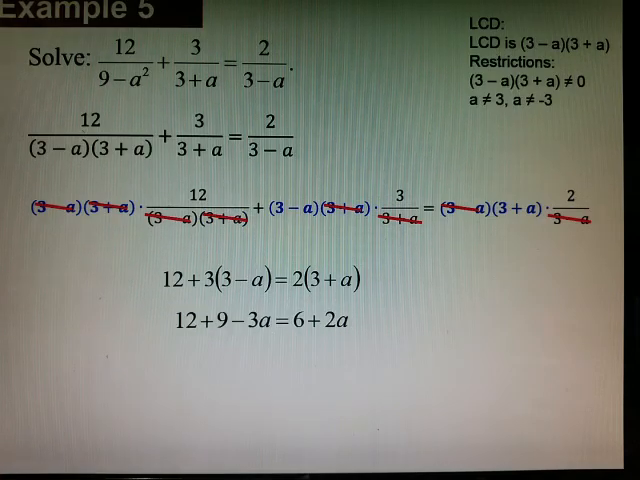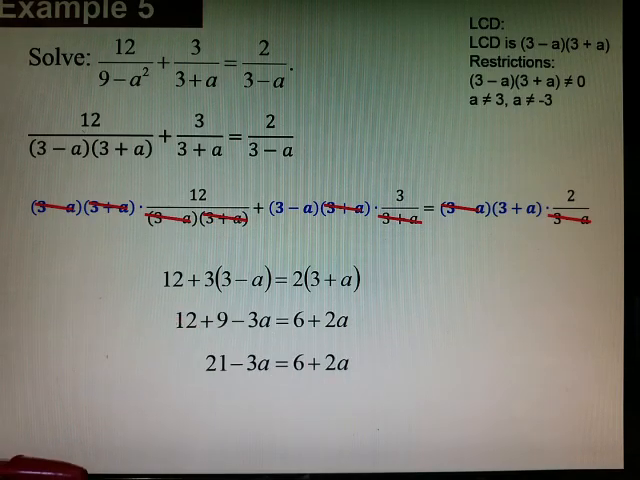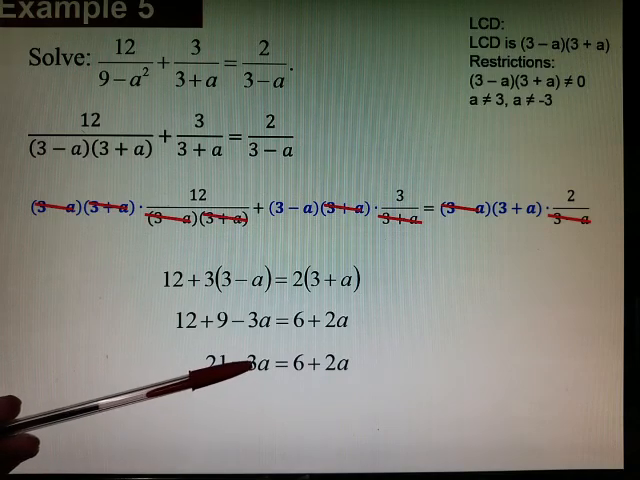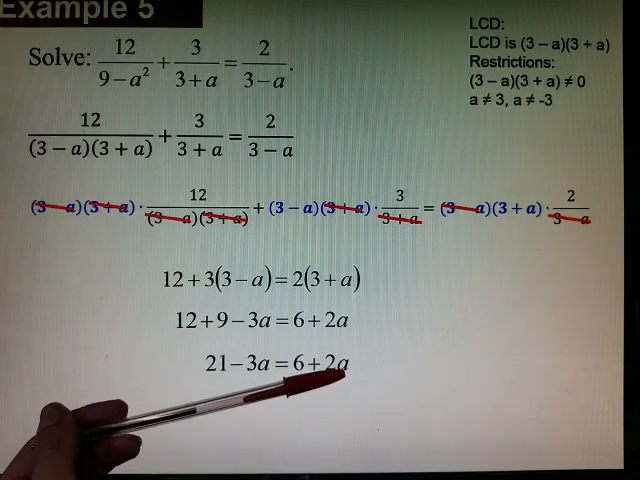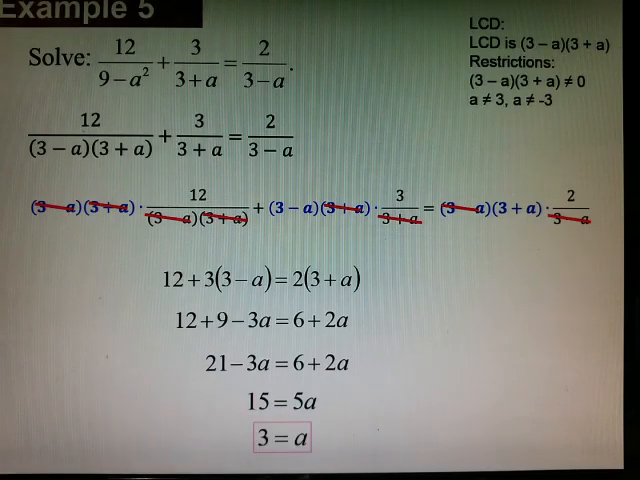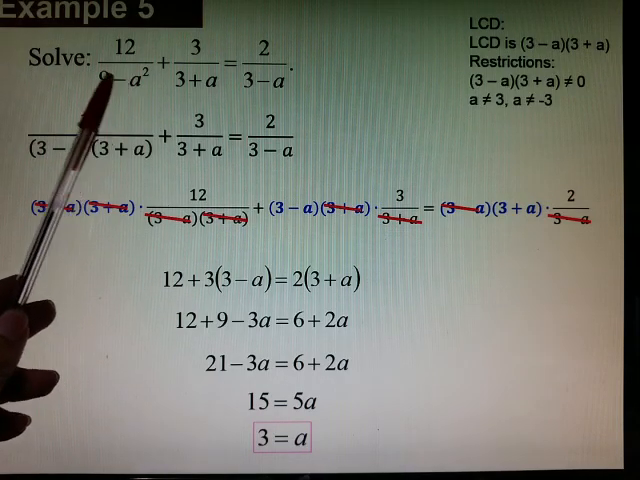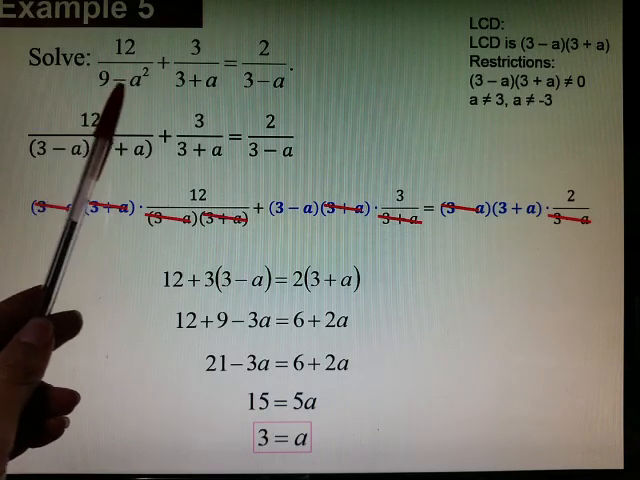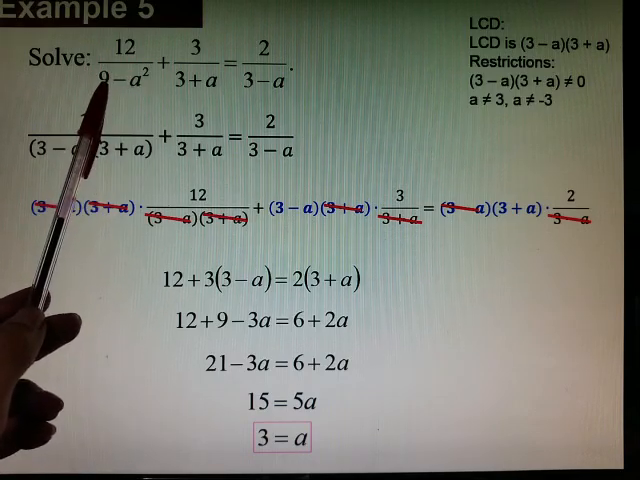Distribute both cases. 12 plus 9 is 21. If I add 3a over here, that's 5a. Subtract 6 to the left, that's 15. Divide by 5, we get a is 3. But look at the restriction. See, we said a could not equal 3. See right here, if I plug 3 into there, 9 minus 3 squared, 9 minus 9 is 0 on the bottom. I can't have that.